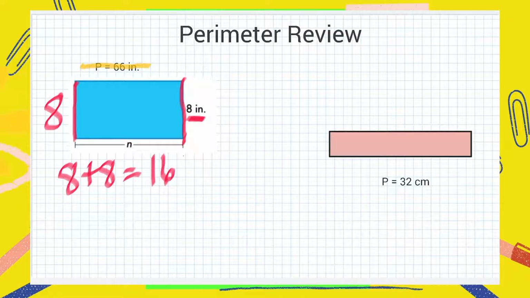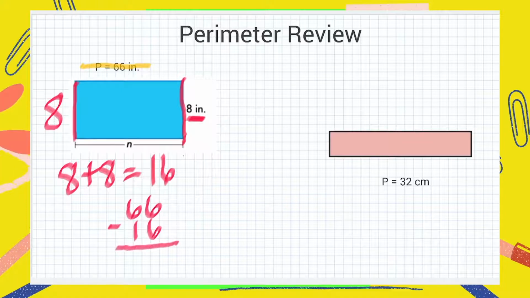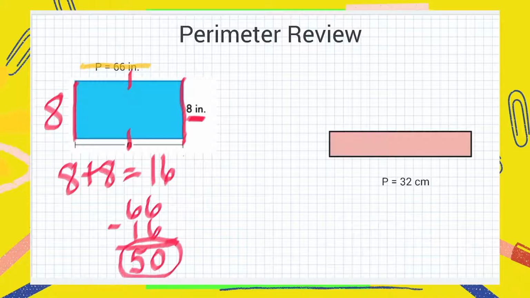If you are thinking subtraction, that is right. So I'm going to take my 66 total inches and I'm going to subtract what I already know, 16 inches. 6 minus 6 is 0 and 6 minus 1 is 5. That means I have 50 more inches. The sum of these two sides is going to equal 50 inches.